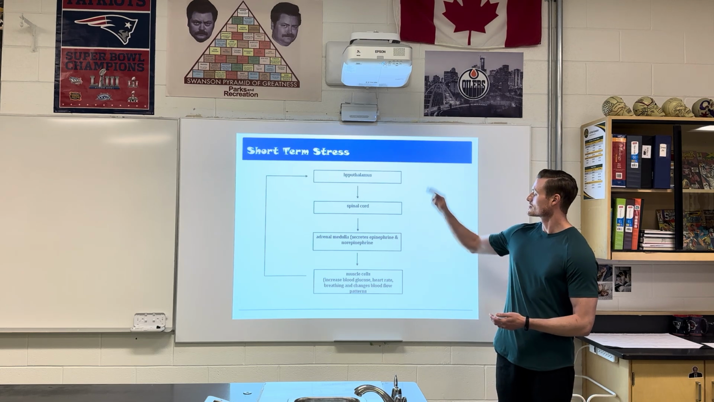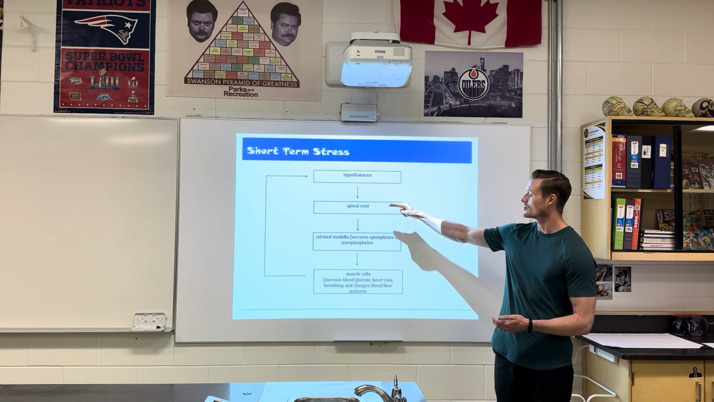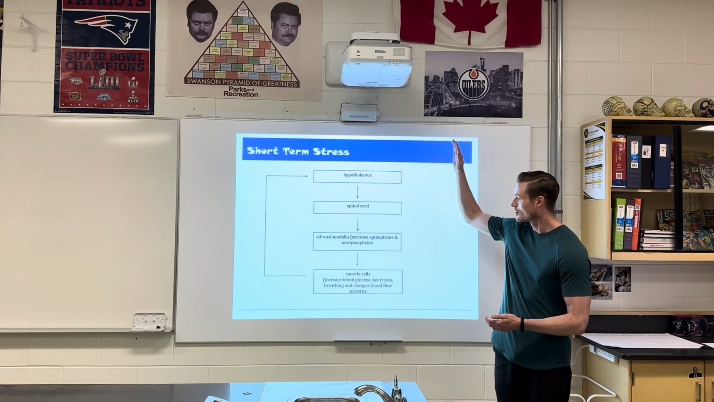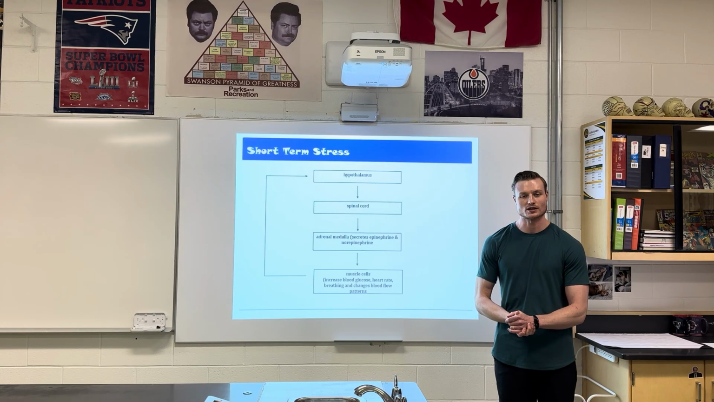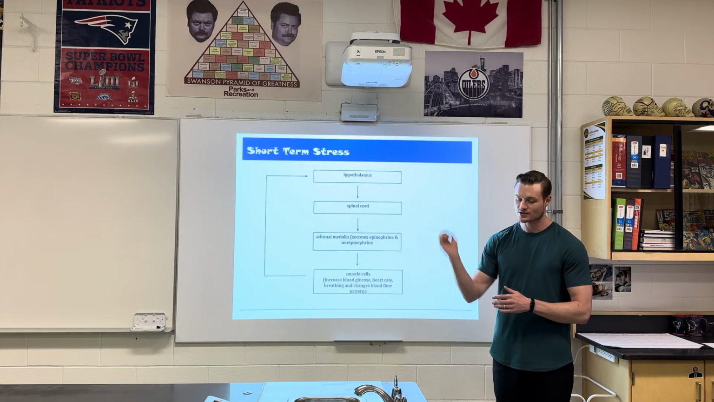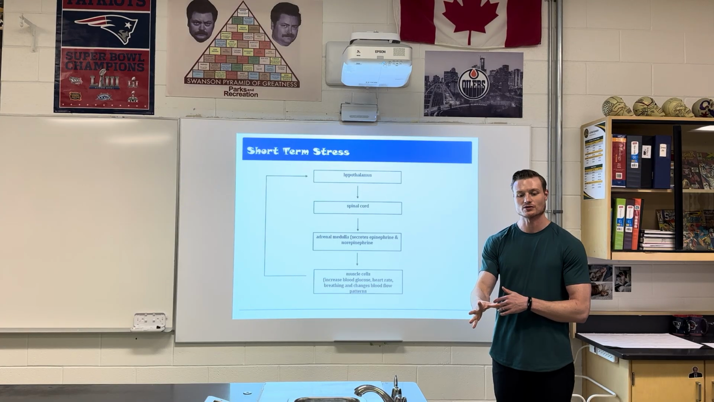So the first step here is the hypothalamus is going to send a nerve signal, an action potential, all the way down to the adrenal glands. There's no intermediate, there's no pituitary gland, we gotta move quickly here. So basically the hypothalamus sends a nerve signal straight to the adrenal glands.